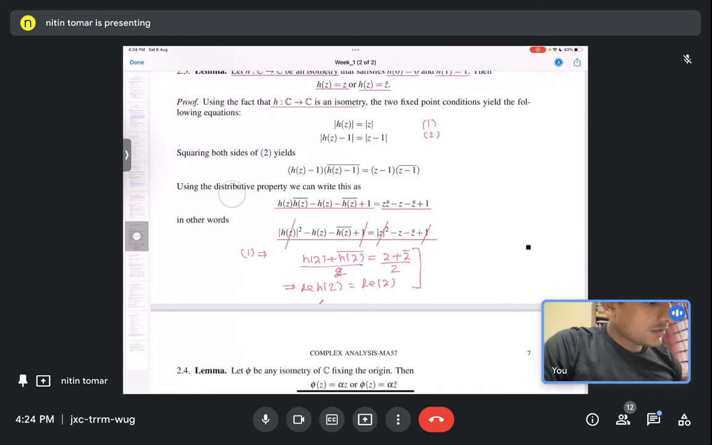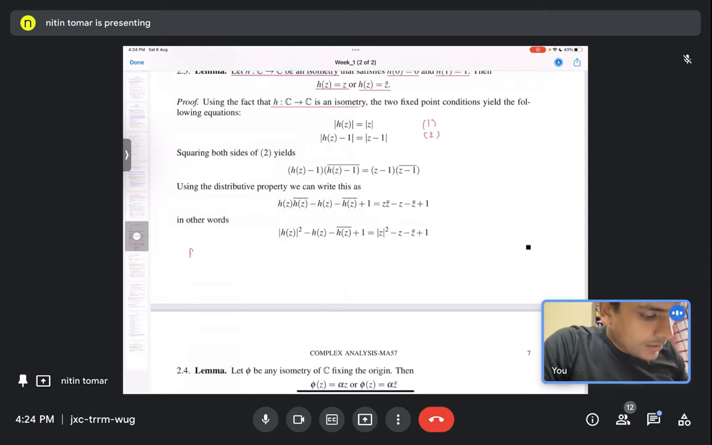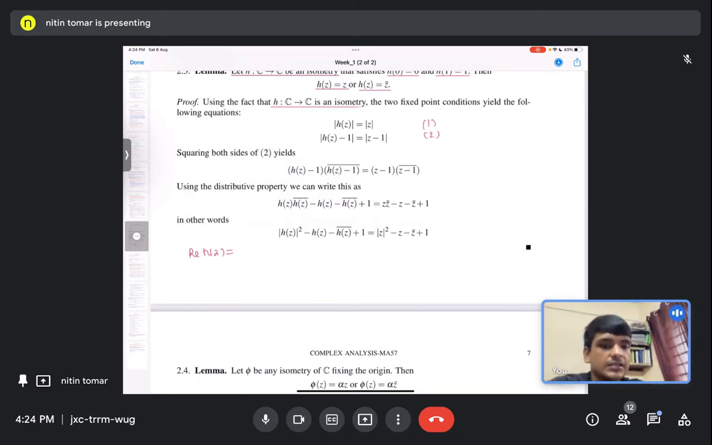So from all of this, what we have proven so far is that the real part of H(z) is the real part of z. Now how can you write H(z)? By definition, it is the real part plus iota times the imaginary part. Now this is the real part of z plus iota times the imaginary part of H(z). So this we have proved.